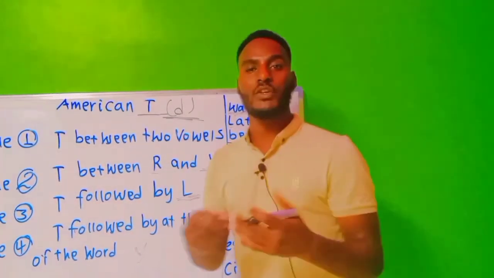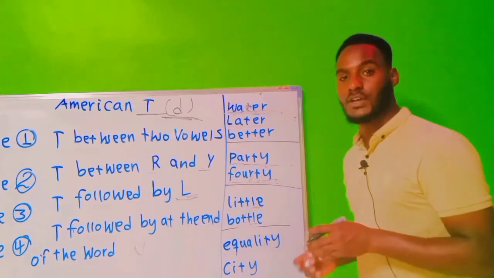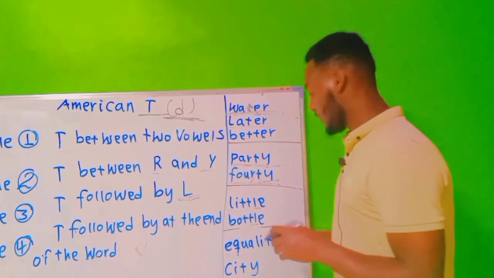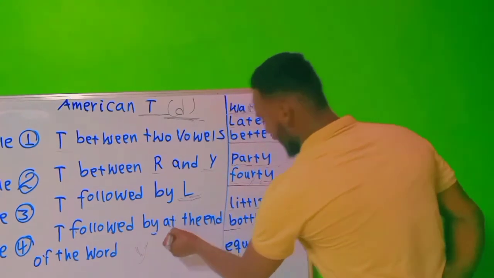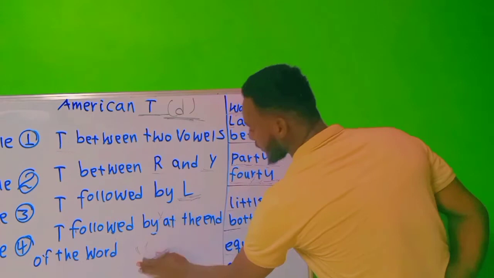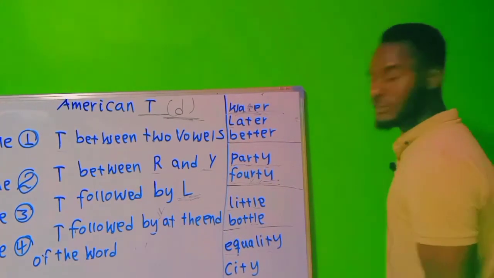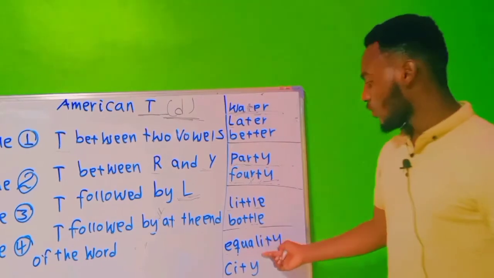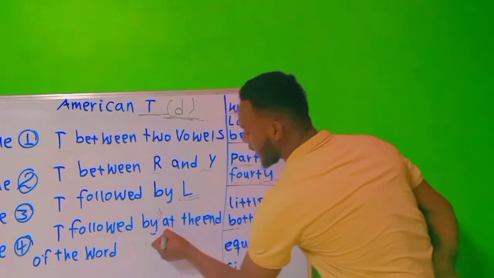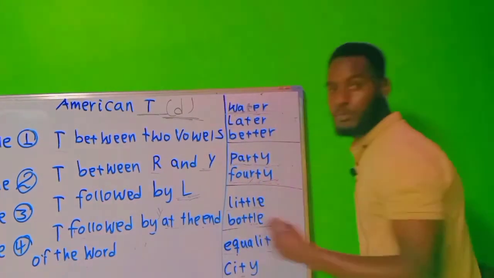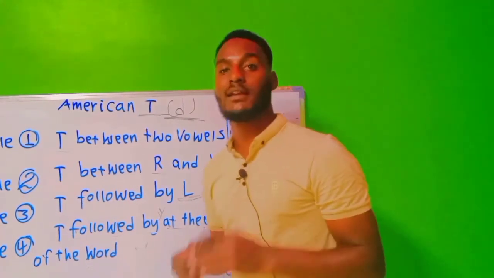So we can pronounce whatever we want, but if you want an American accent, if you want to speak like American people, we're going to pronounce it like city, city, right? Not city, city. Because the rule is T followed by Y at the end of the word, we're going to read it like equality, city, right? This is T, this is Y. So T followed by Y at the end of the word, we're going to pronounce like D, city, city, if you want to speak with an American accent, am I right?